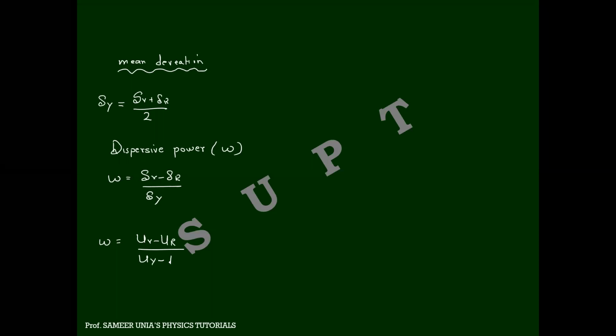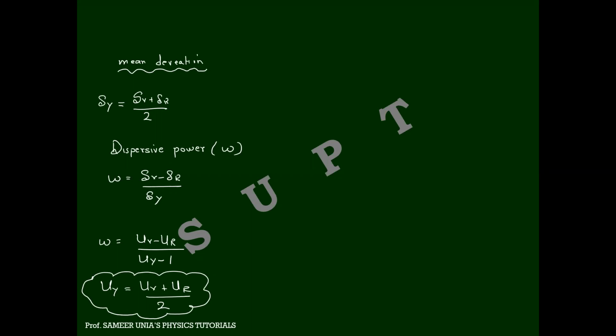Similarly, if I ask you what is dispersive power, the turning power, that is omega. That will be (delta V minus delta R) upon delta Y. That is (mu V minus mu R) by substitution, and it will become (mu Y minus 1). When mu Y is yellow, the refractive index of yellow will be (mu V plus mu R) divided by 2, because it is of the mean color. These formulas are based on refraction.